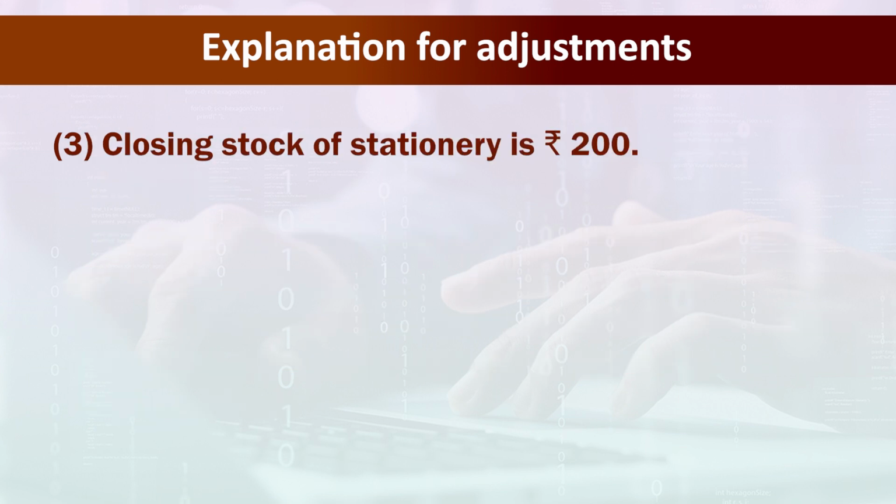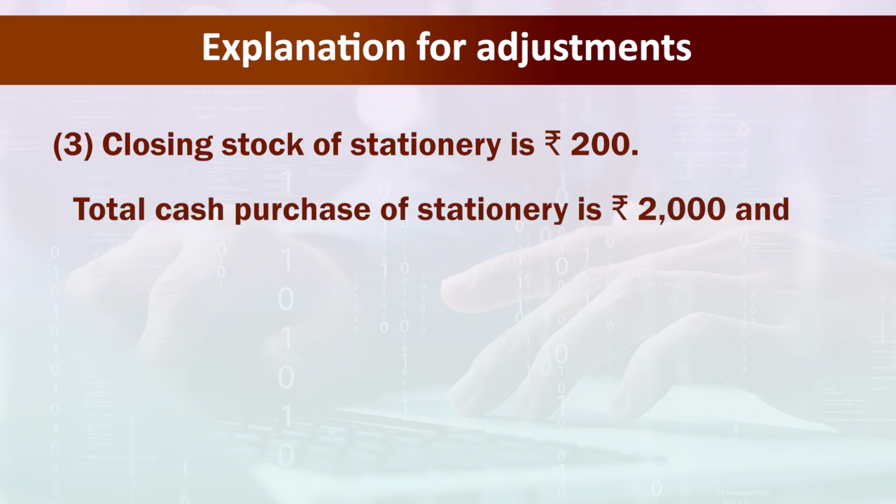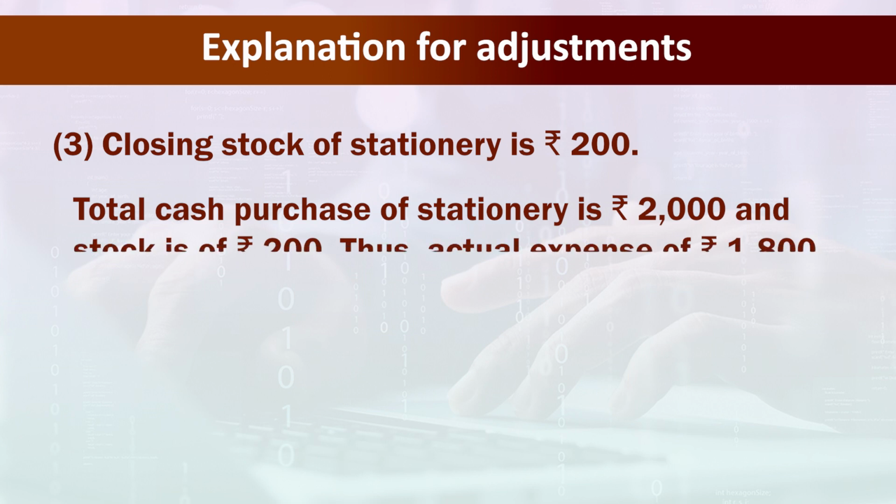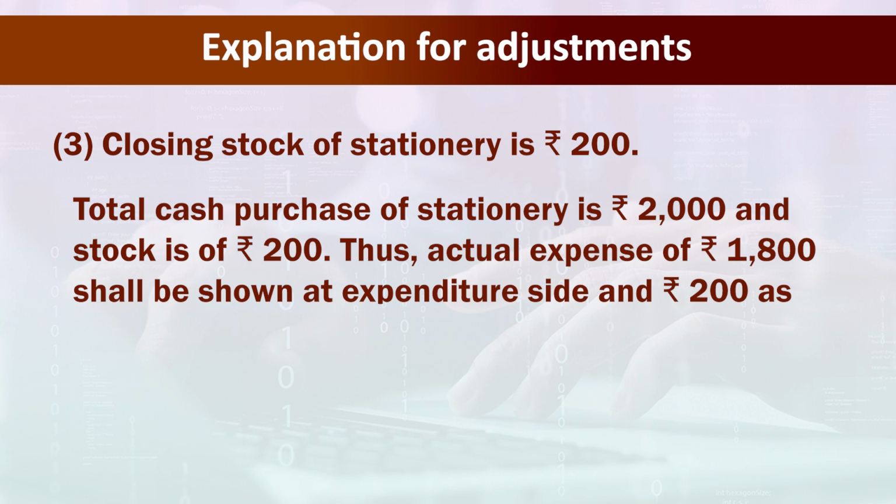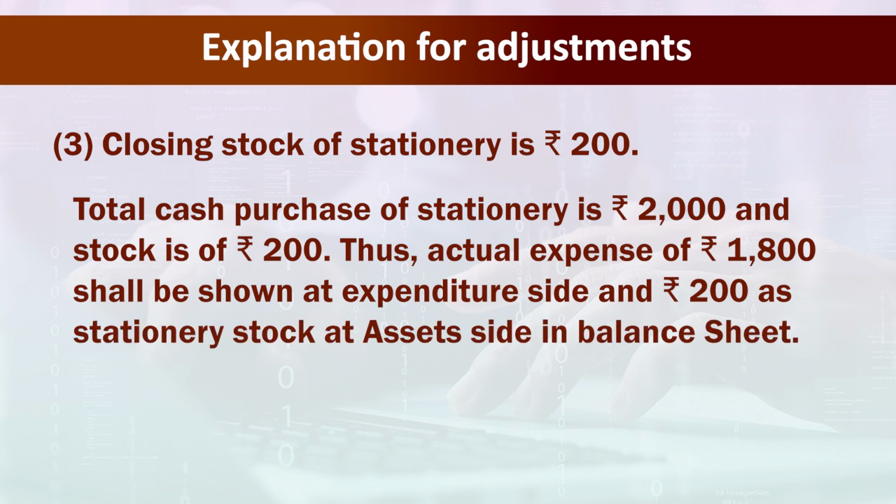Third, closing stock of stationery is rupees 200. Total cash purchase of stationery is rupees 2,000 and the stock is rupees 200. Thus, actual expenses of rupees 1,800 shall be shown at the expenditure side and rupees 200 as stationery stock at the asset side in the balance sheet.